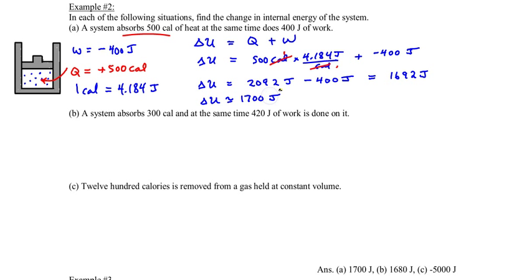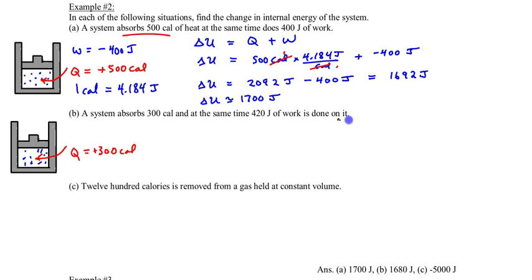Okay, in 2b now we have a system that is absorbing a heat of 300 calories, so again, that is positive. But this time we have 420 joules of work done on it. That means that this piston shaft is moving downwards. In the other case, the piston shaft was moving outwards, so that was expansion. Now we have a compression because there is some external force that is doing work and compressing the gas. So in this case, the work will be positive 420 joules.